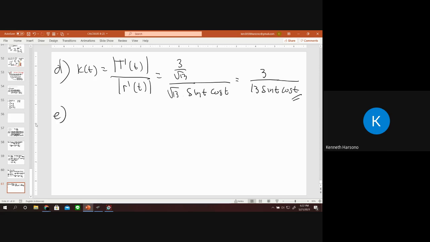For the E, the torsion tau is just equal to minus B prime times N over the magnitude of r prime. It's all what you already searched, right? So you can just finish this one by yourself. And do you have any questions for this one?